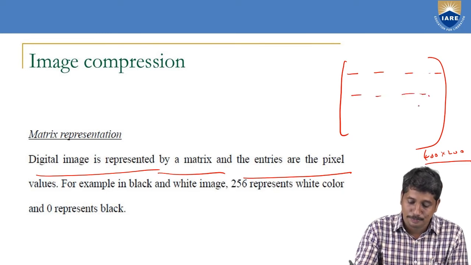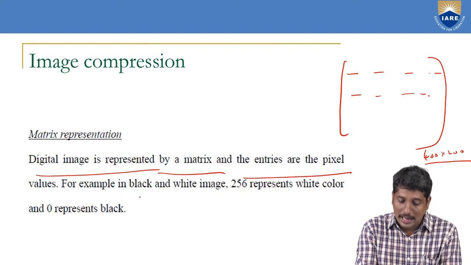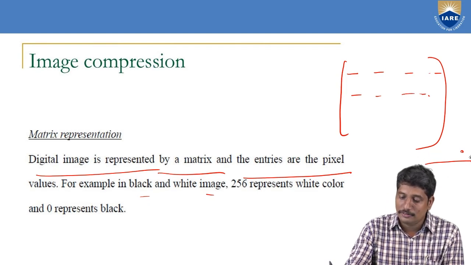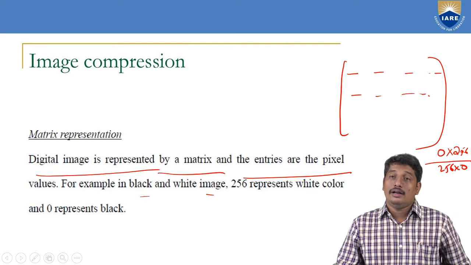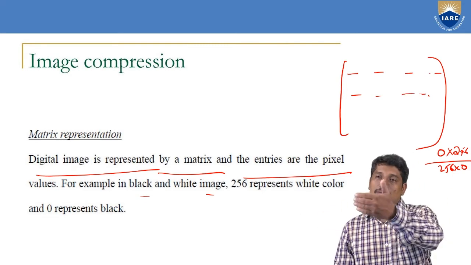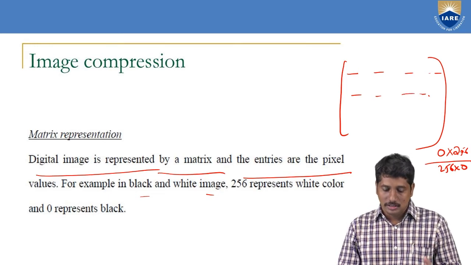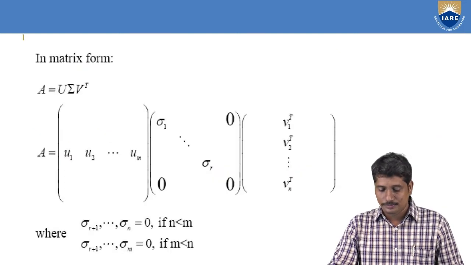Generally, for example, a black and white image is represented with 256 and 0. That means when you have a black and white photo, it will be represented with a 0 by 256 or 256 by 0 matrix. And all other colors range between 0 and 256. Red color with some 240 and blue color with 220, like that. There will be some specification for all the colors between 0 and 250.